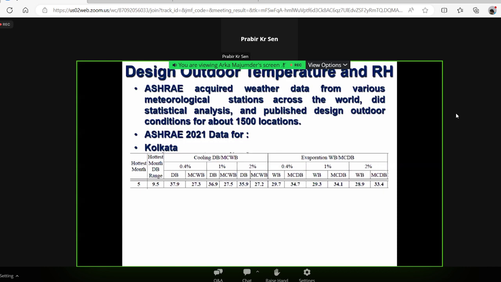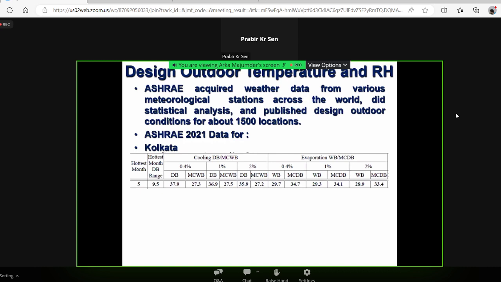Similarly, if we consider 1% occurrence level, you see, the dry bulb temperature is 36.9, 1 degree centigrade less. That means if we consider 36.9 degrees centigrade dry bulb temperature as design outdoor temperature for a Kolkata location air conditioning system, then 1% of the time for a reasonable life cycle period of AC plant, the outdoor temperature will be more than 36.9. And 2% occurrence level, it is 35.9. For comfort air conditioning, we normally consider 36.9.